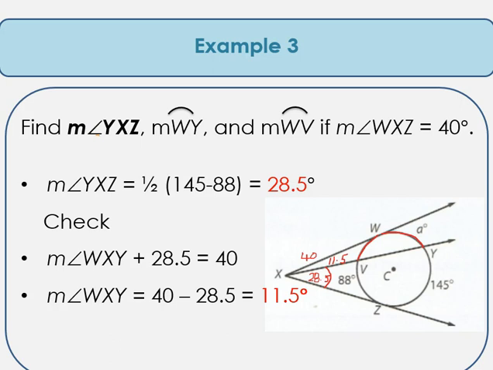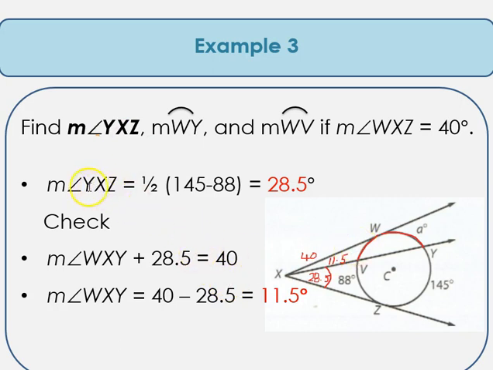So in this problem we're going to find the measure of angle YXZ. We're going to find the measure of arc WY and arc WV. We know that the measure of WXZ, the total measure of this angle, is 40 degrees. So once we solve for angle YXZ, then we could subtract it from the total angle and solve for our remaining angle.